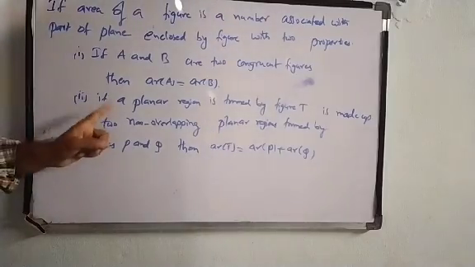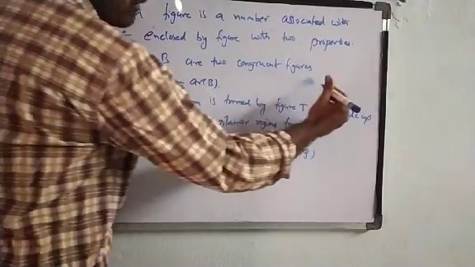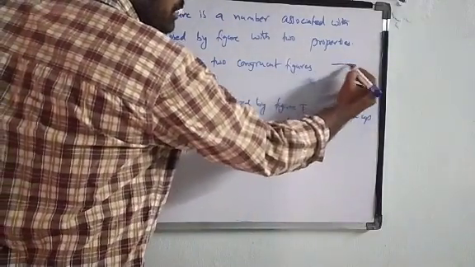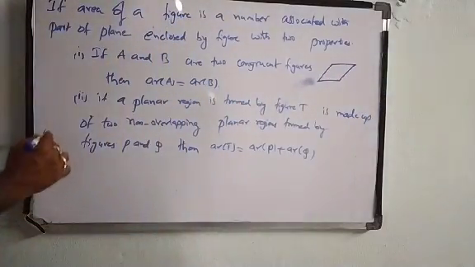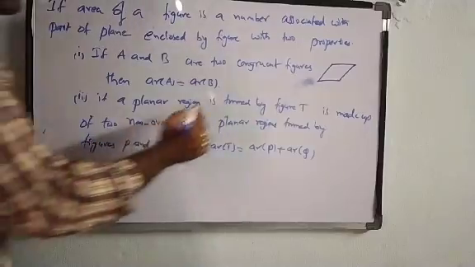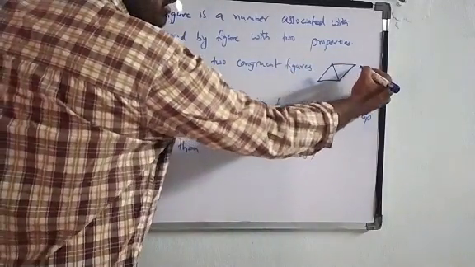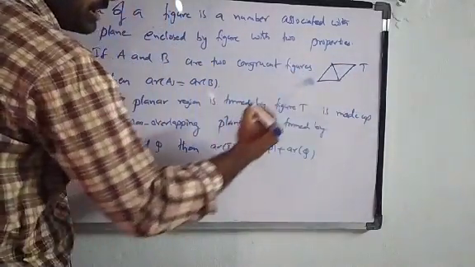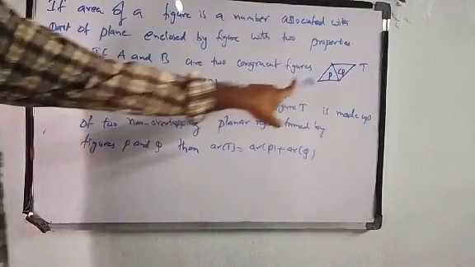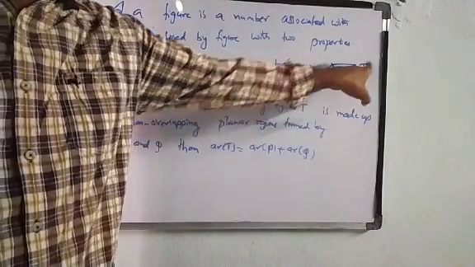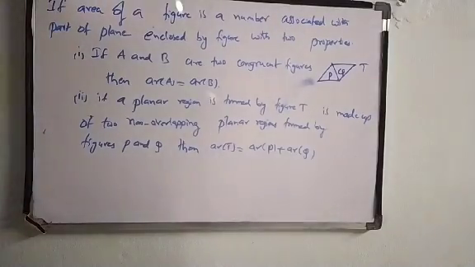The second property is that suppose there is a figure T. Let us suppose there is a figure like this. Figure T is made up of two non-overlapping planar regions. So this total figure is T. This region's area we can find as area of region P plus area of region Q. If I add area of region P plus area of region Q, I am going to get the area of region T.